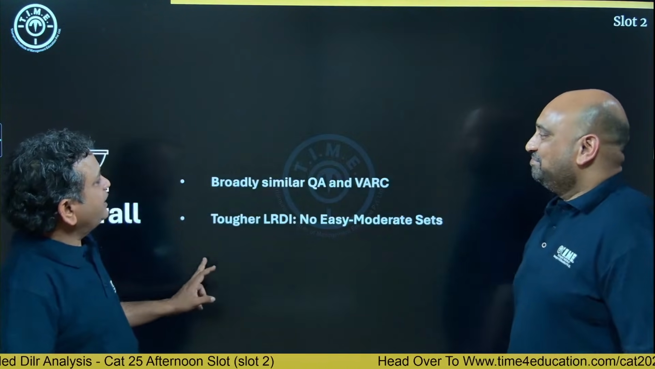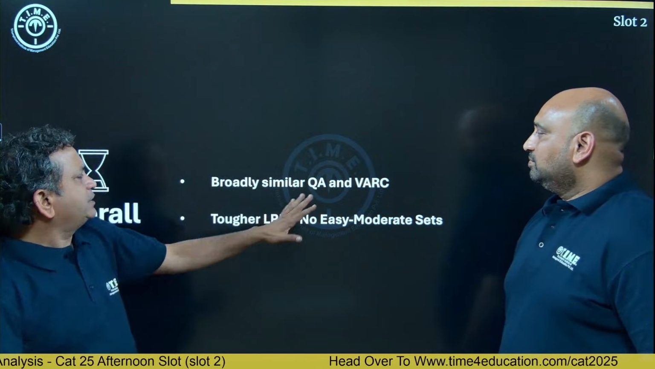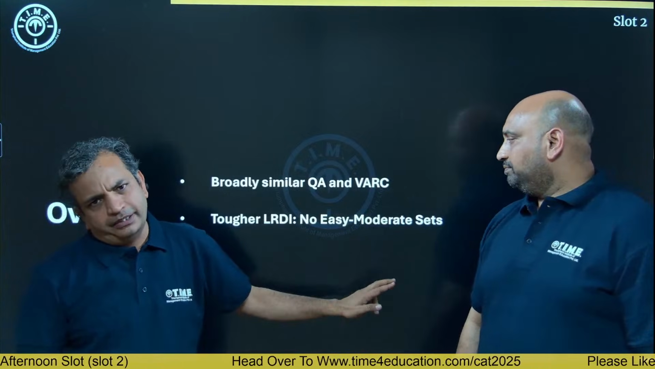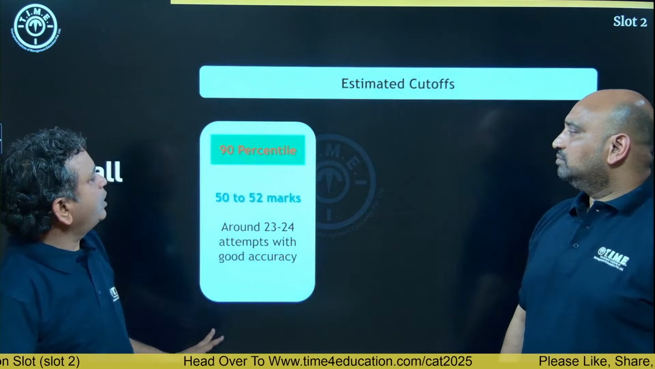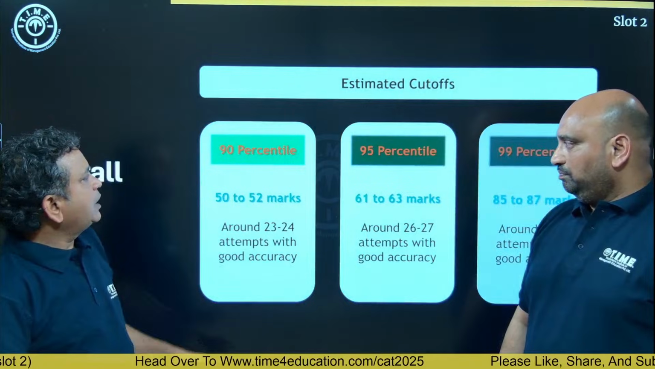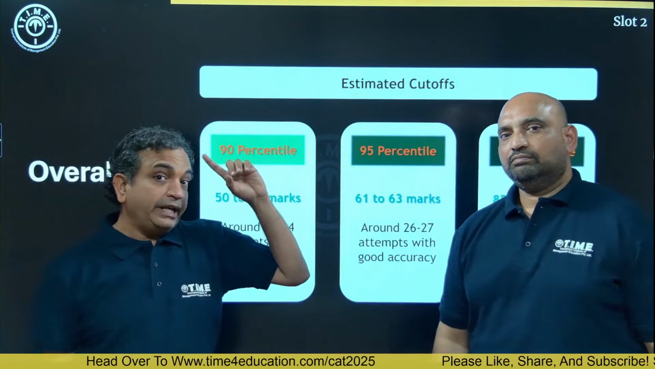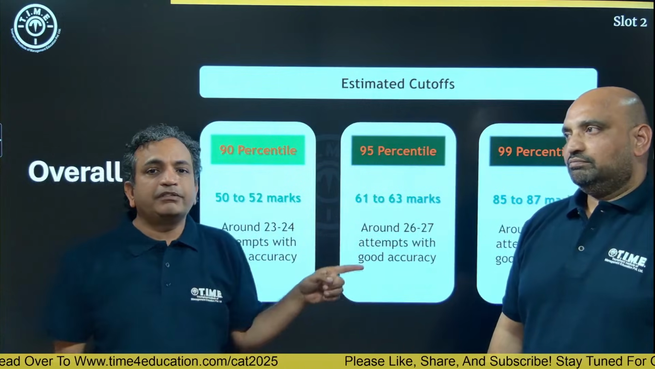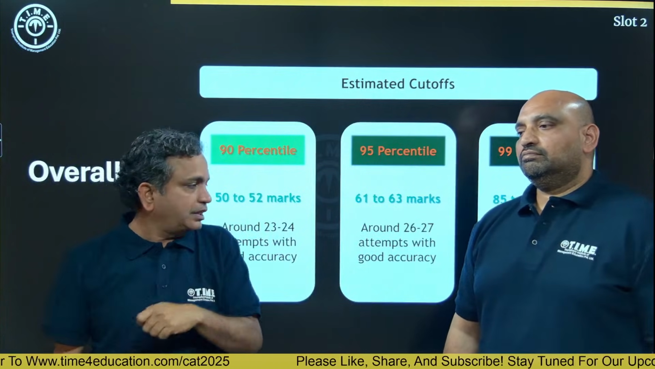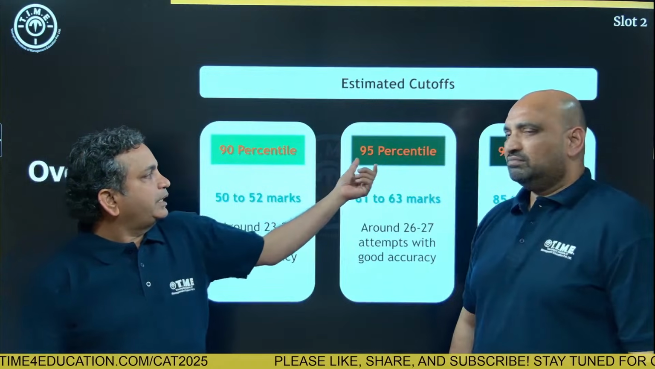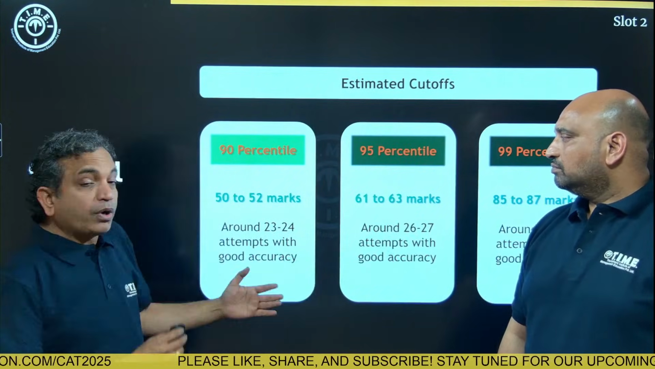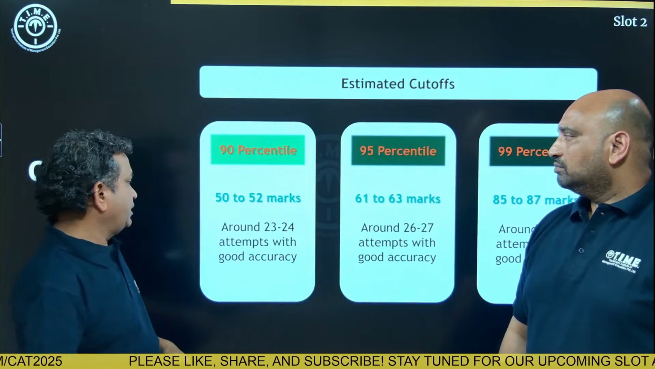Okay, so now let's look at the overall picture: broadly similar Quant and VARC, and a tougher LRDI. All right. So with that, let's move to the overall cutoffs. Now here overall, instead of 85 as for sections, we are giving 90, because 85 is the sectional cutoff, whereas here 90, 95 and 99 are much more meaningful numbers from an overall percentile perspective.